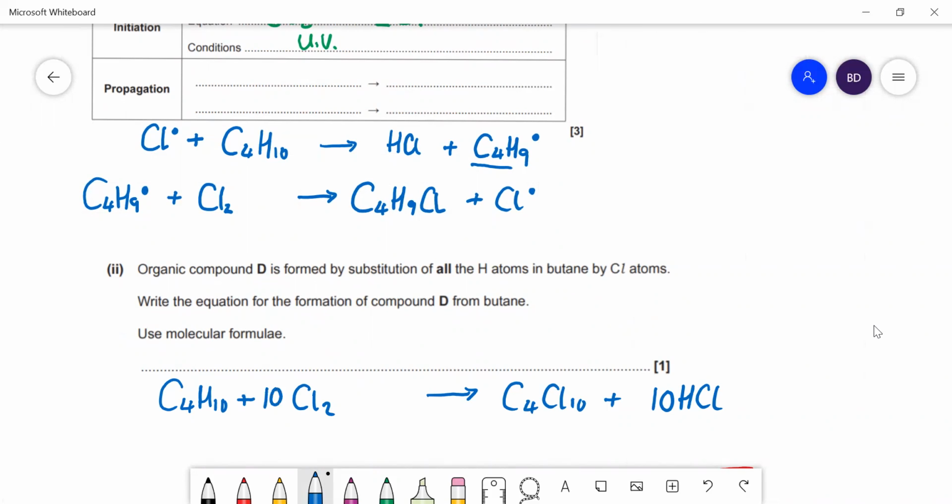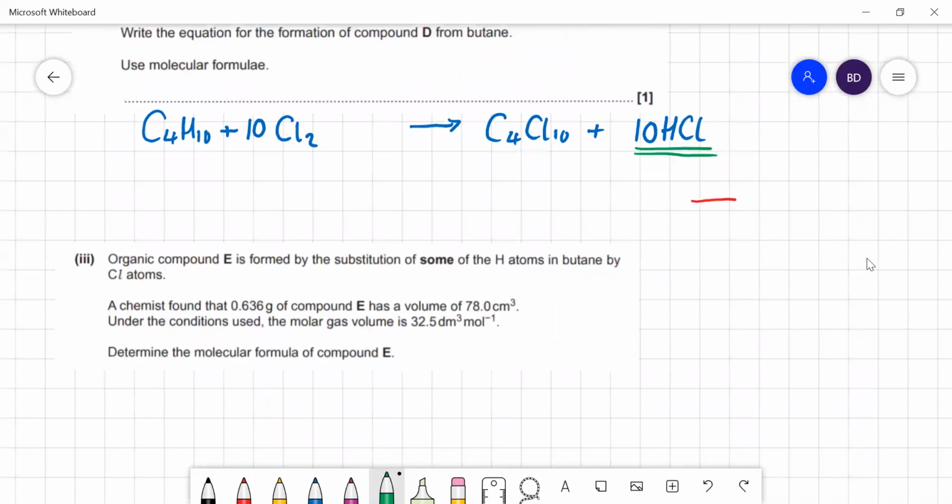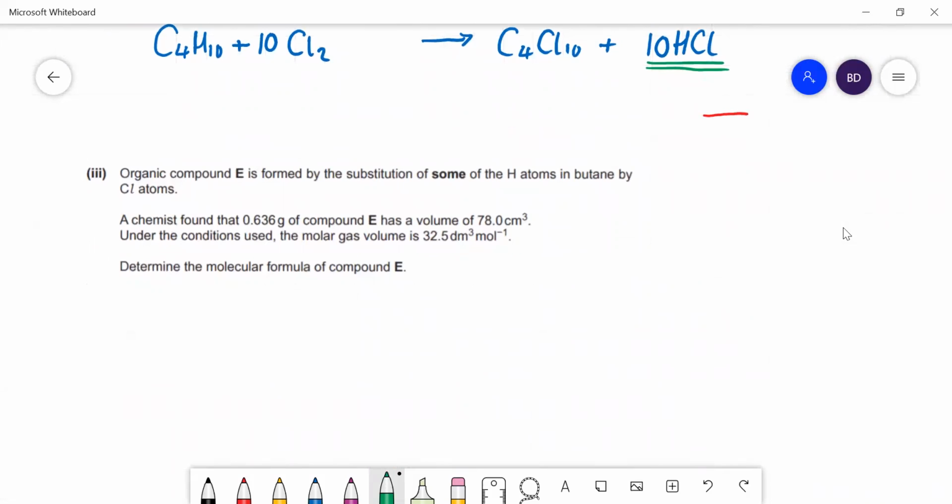on the left. The main mistake people make here is they always forget that you form hydrogen chloride as the byproduct. You don't get hydrogen gas or hydrogen free radicals or anything. It's hydrogen chloride or hydrogen bromide if you use another one. Okay, right. Compound E, which is multiply substituted, so you've substituted some of the hydrogen atoms, but they're not going to tell you how many.